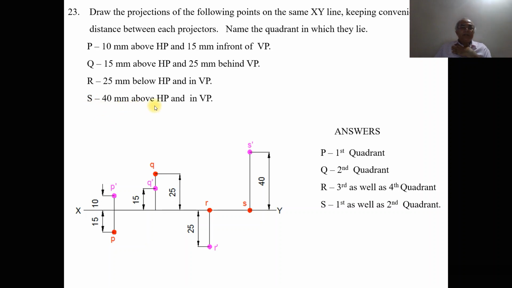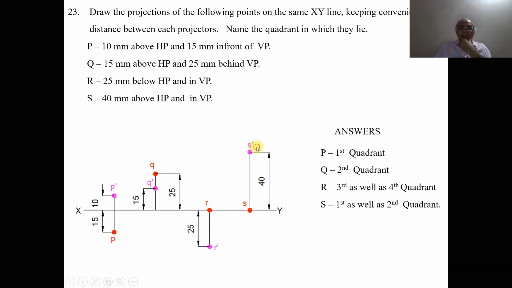And capital S is 40 mm above HP and in VP. Since it is in VP, we have to check the condition of above HP. Above HP is there in both the first and the second quadrant. Above HP and in front of VP is the first quadrant, above HP and behind VP is the second quadrant. Since the point is in VP, obviously capital S lies in the first as well as the second quadrant.